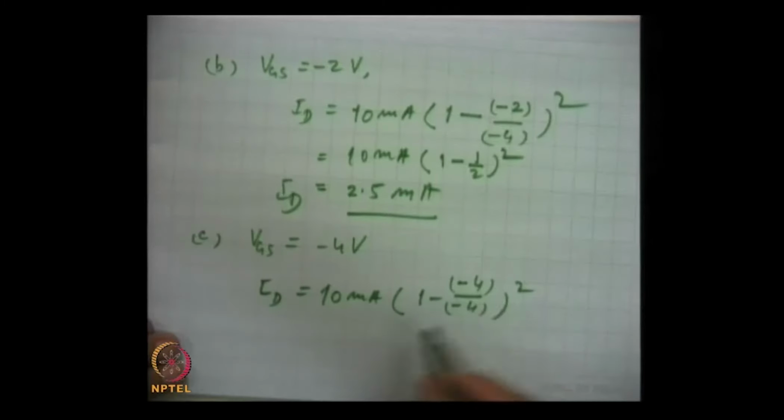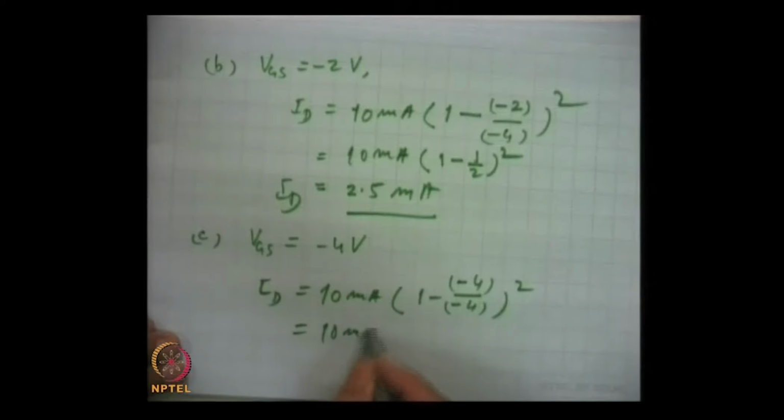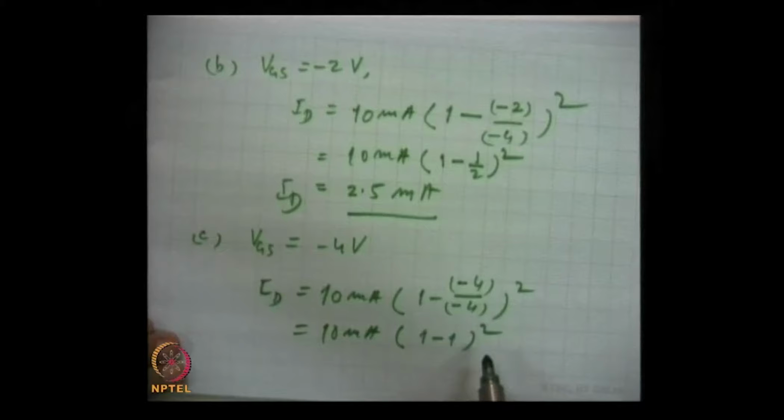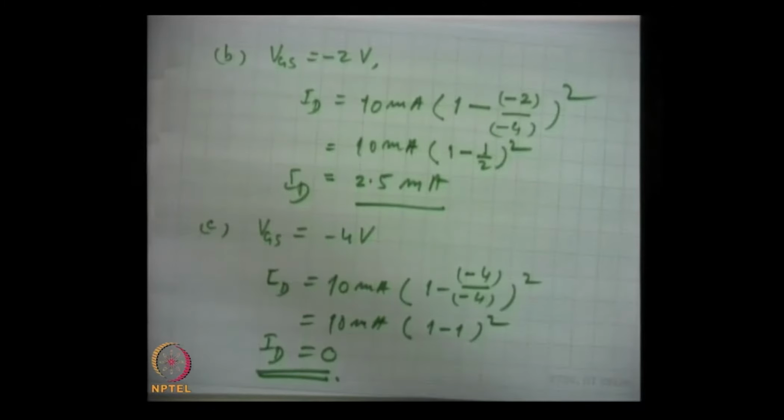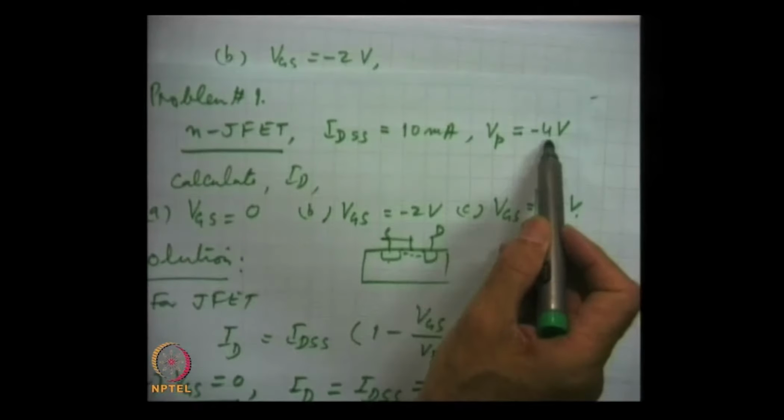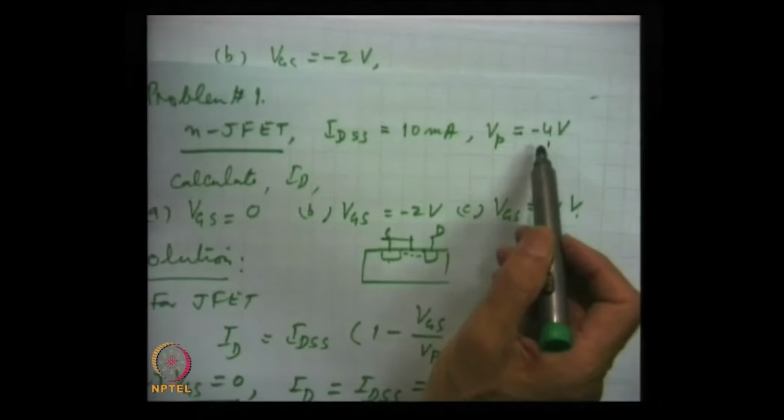4 by minus 4 squared. So, this is 1 by 1, 10 milliamperes into 1 minus 1. So, this is 0, ID is 0. This is also understood, because for the device the pinch off voltage was 4, and this is where the current reduces to 0.